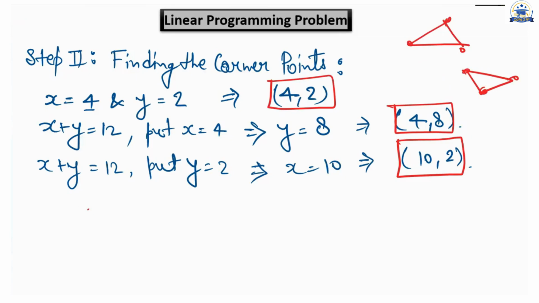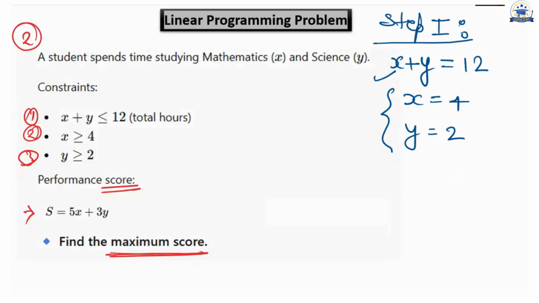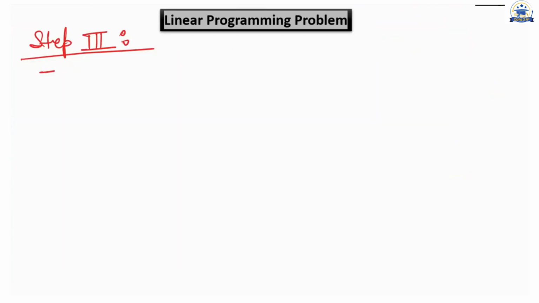Now step 3. What will we do in step 3? What was the equation? 5x plus 3y. Right? This was the score. One by one we will put in all the coordinates.